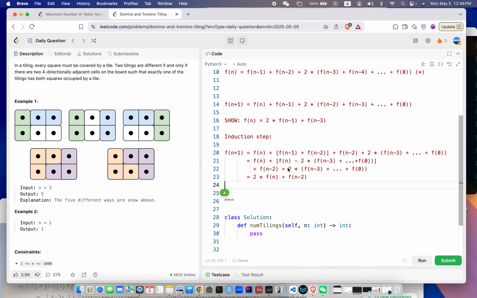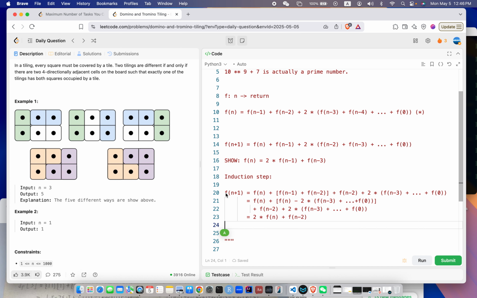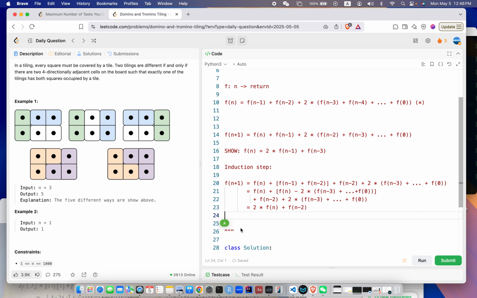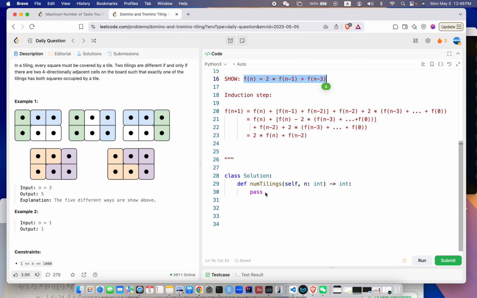But now something magic happens. In this bracket the tail is minus, but here the tail is plus. So those two cancel. So you have f(n) here, you have f(n) here, you have 2f(n), and you have f(n-2). So this is for f(n+1). It means that once we assume this holds up to n, then it will also hold for n plus 1. By mathematical induction, this is a valid formula. Therefore, in general, this will be the formula. So once we have this formula, writing the code would be very straightforward.